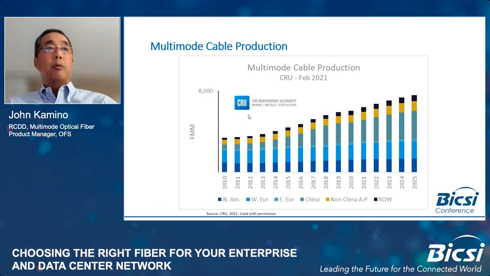One other thing that I'll point out, and I'll refer back to in a later slide when I talk about single mode fiber, is you'll note that there's about 8,000 FMM of multi-mode fiber deployed, roughly speaking, every year. And that's at the peak, obviously. So just keep that number in mind: 8,000 FMM, or 8,000 fiber megameters, are deployed annually worldwide.